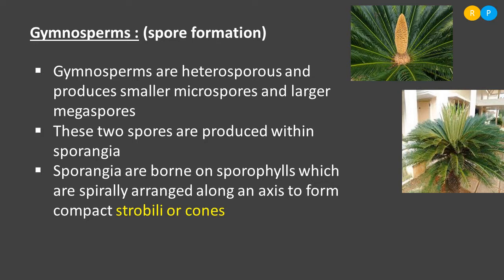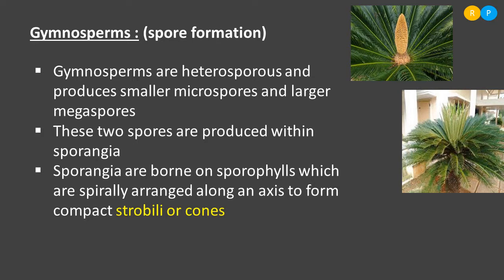You can see the diagram of the cone in the second picture that I have displayed here on the screen. So this is actually a cone. It is made out of two basic parts. One is the central axis. A stalk-like structure will be present. That central axis consists of spirally arranged leaves. Those spirally arranged leaves are nothing but modified leaves. Those are named as sporophylls. You can clearly observe in the diagram.